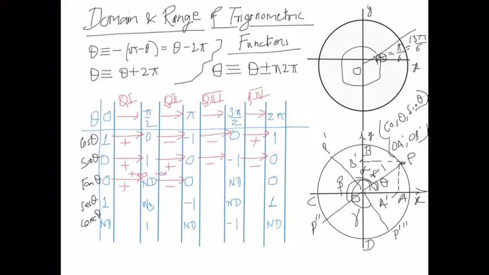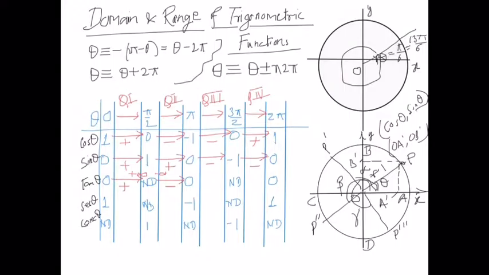So we can see that as theta crosses over from quadrant 1 to quadrant 2 across a value of pi by 2, the tan theta suddenly switches from a large positive number to a large negative number.